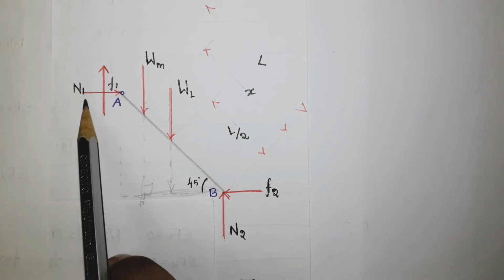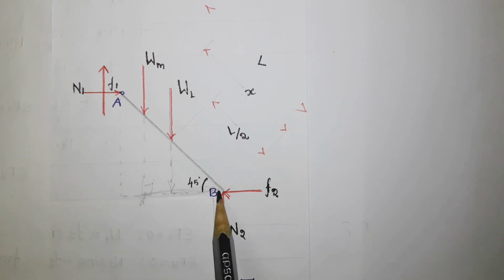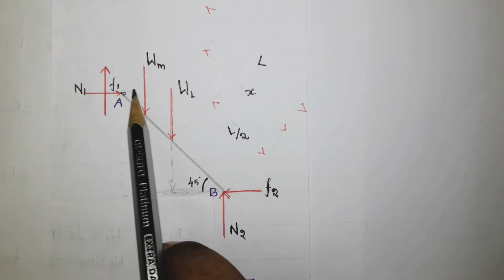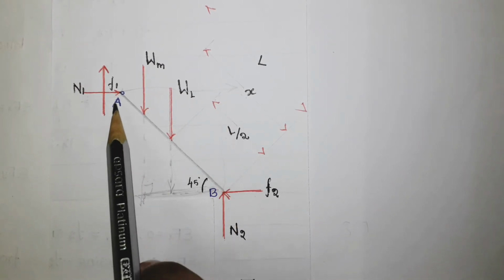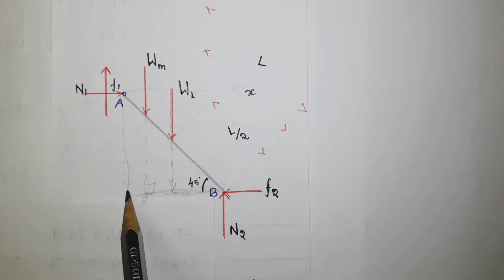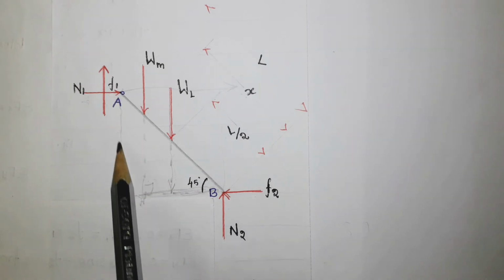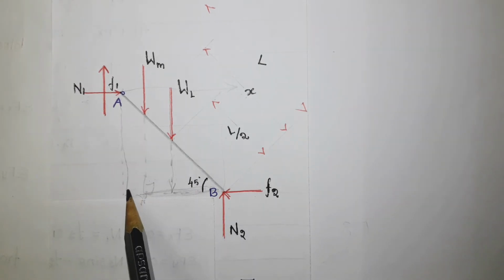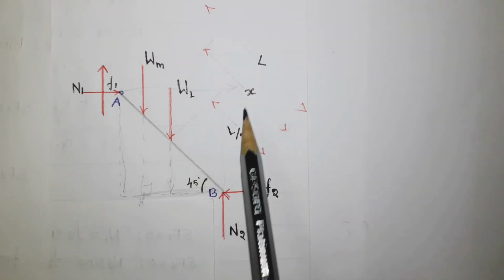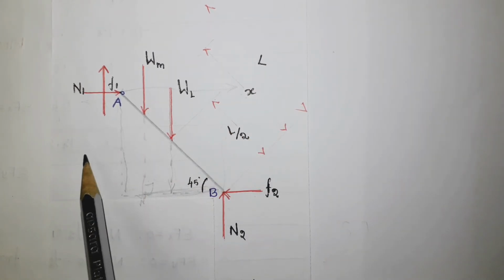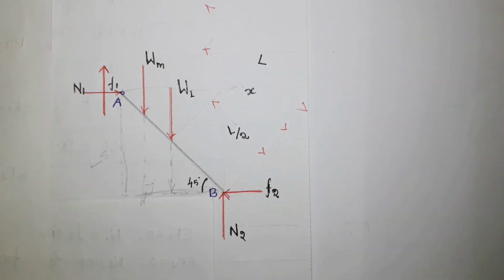The next one is N1. With respect to this point B, you can transfer the N1 like this. So this is going to be the perpendicular distance. Here it is a right angle triangle, so this distance can be found using the trigonometric relationship, that is L sin 45 degree. So this one is L sin 45 degree.